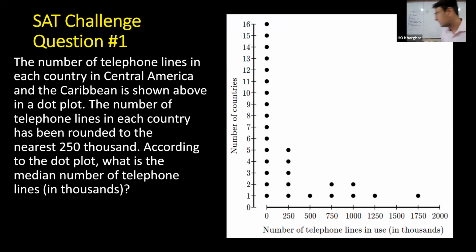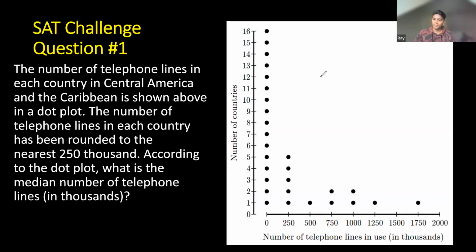So if you look into this, let me remove the spotlight. It says the number of telephone lines in each country in Central America and the Caribbean is shown above in the dot plot. The number of telephone lines in each country has been rounded to the nearest 250,000. According to the dot plot, what is the median number of telephone lines? Before I find the median, I must find how many entries I have in my data set. How many countries are there in total?